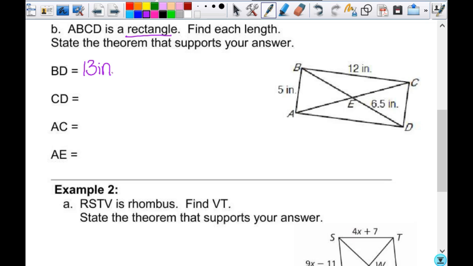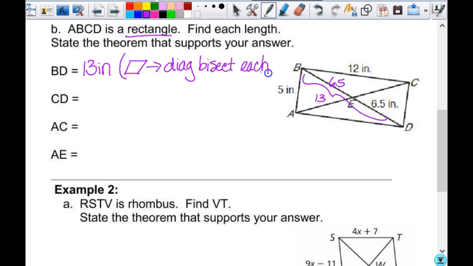Then I have to have a theorem that supports my answer. Is that a rectangle property we used or a parallelogram property? Parallelogram. Because if this is 6.5, I know this is too, right? And then add them together to get the 13. So if it is a parallelogram, then the diagonals bisect each other. Okay. Everybody good with that?